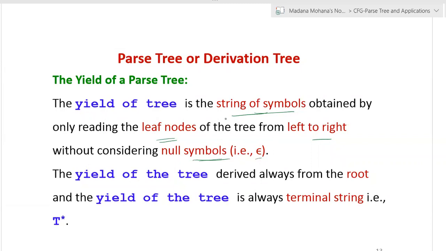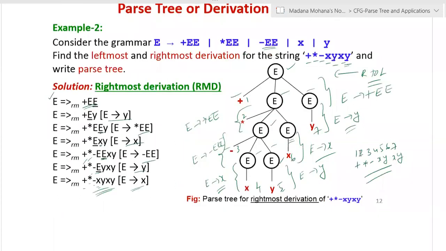This we have already done. In our previous example here, you can see the yield of the tree is obtained by reading the leaf nodes from left to right, excluding null. Here you can see this is the left to right reading of leaf nodes. The order is 1, 2, 3, 4, 5, 6, 7. Now the values are read. So this is nothing but the yield of a tree, that means a derivation tree or parse tree.